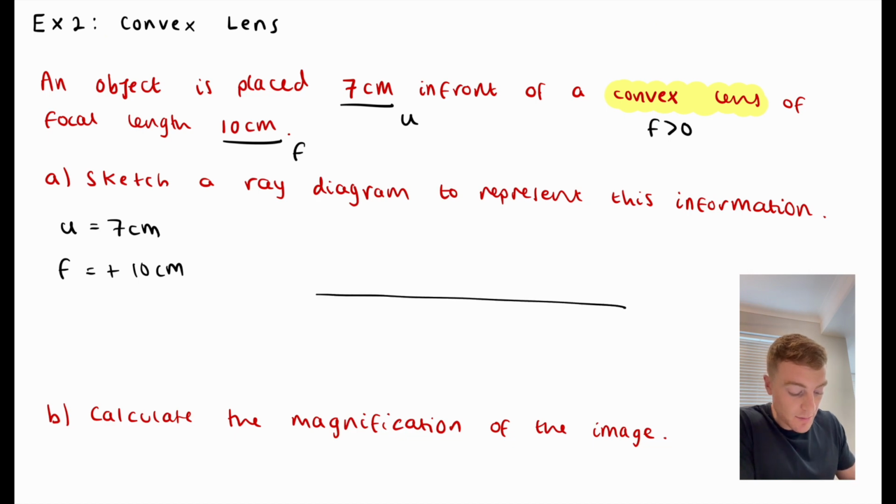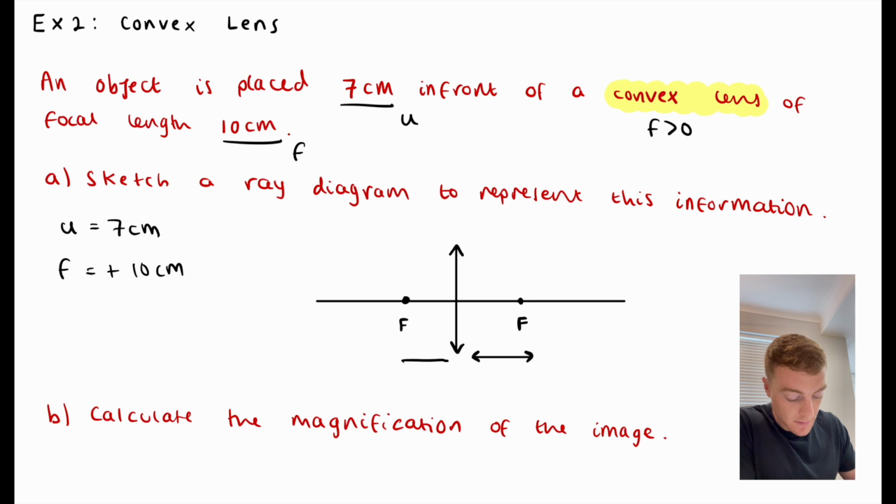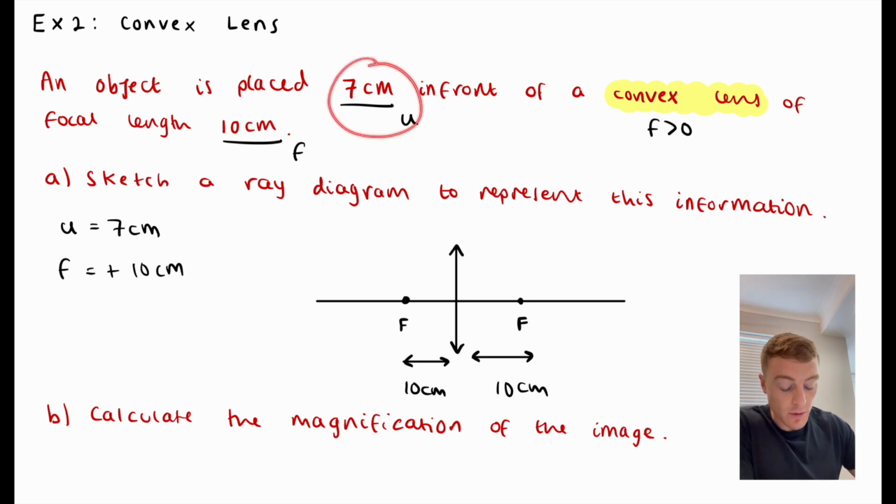So let's sketch in my principal axis and my convex lens. Let's draw in my focal point, remember, either side of the lens. That's going to be 10 centimeters. And this time, the object distance is inside one focal length. So U is less than F. So my object is going to be placed here. That's my U.